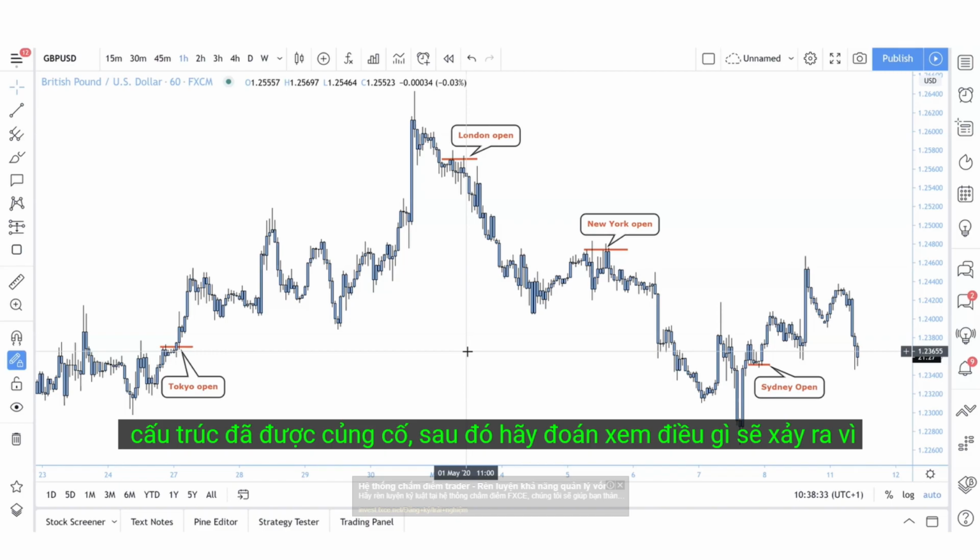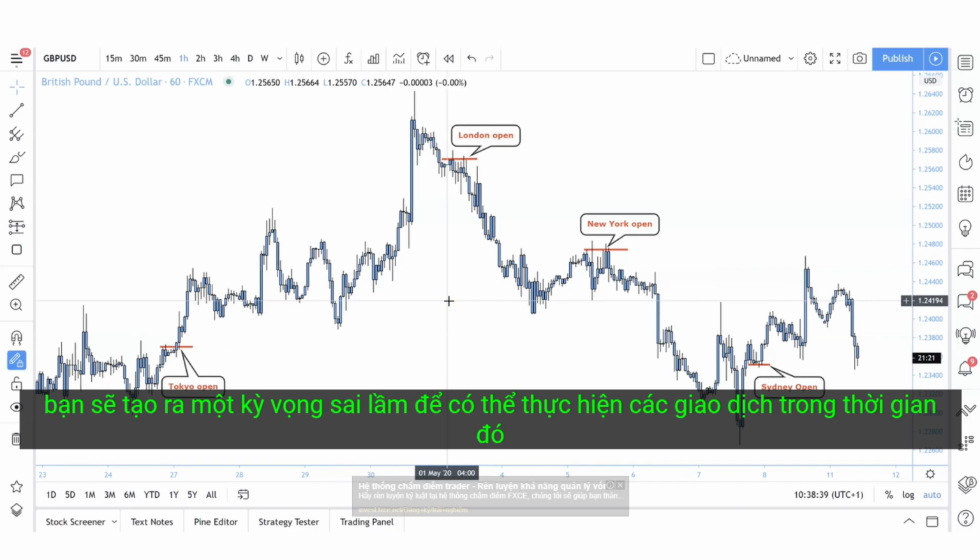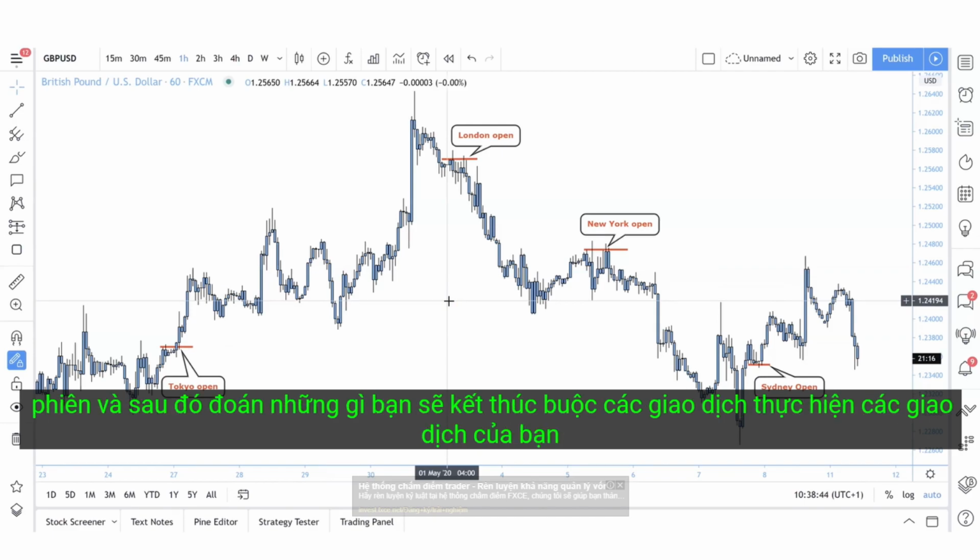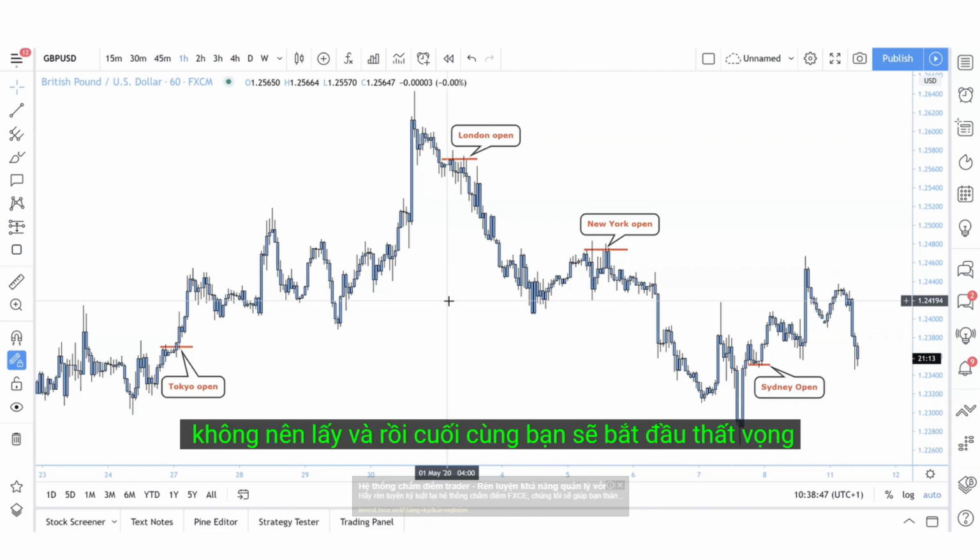Take the trade. Because the more you focus on what is the best time to trade, guess what's going to happen? You're going to create a false expectation to be able to take trades during that session. And then guess what? You're going to end up forcing trades, taking trades you shouldn't be taking. And then eventually you're going to start getting frustrated, revenge trading, and then eventually it's going to lead to disaster.